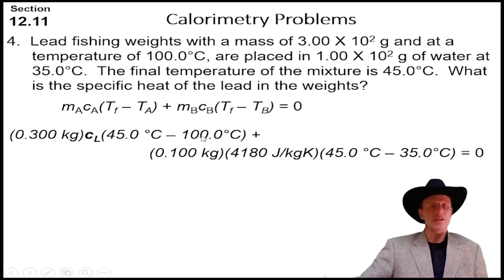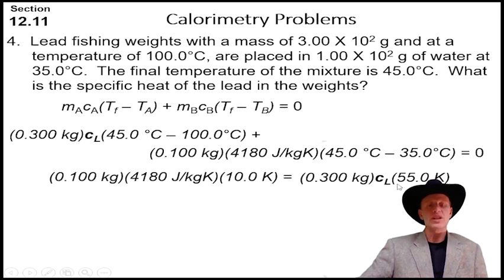Now, if you do your math work right, this will reduce nicely. This subtraction here gives us negative 55. That negative can float out front, and we can add it to both sides, which results in this equation. So now you can go straight to your calculator. 0.1 times 4180 times 10 divided by 0.3 divided by 55 gives us the specific heat of this alloy of lead. It's not pure lead, and I'll make sure that I say whether it's pure or not in the question, but this one is an alloy. It's 253. It's got something mixed in with it.